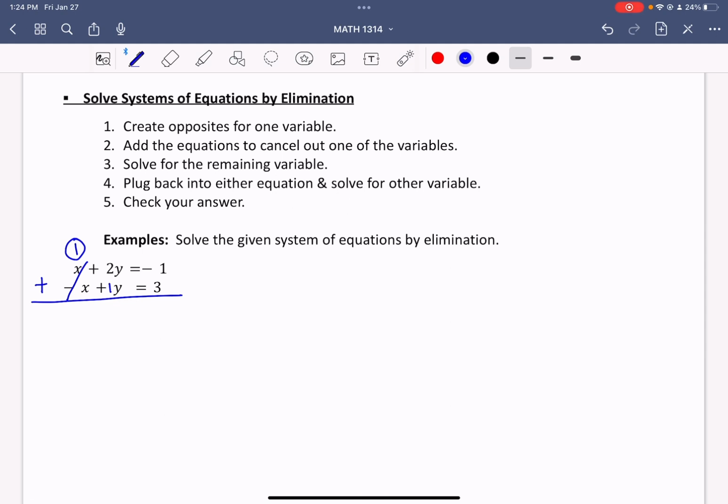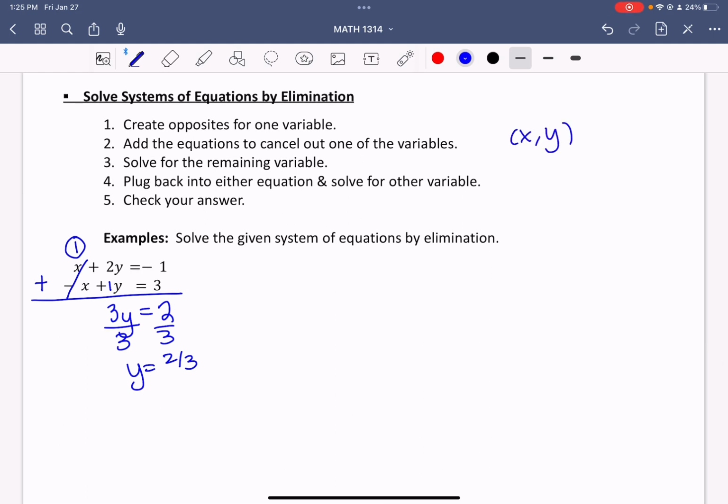x plus negative x cancels. That's my goal. This is an assumed 1. 2y plus 1y gives me 3y, equal to -1 plus 3, which gives me +2. Now I have y only, so I'm just going to divide both sides by 3, and I get y to be 2/3.